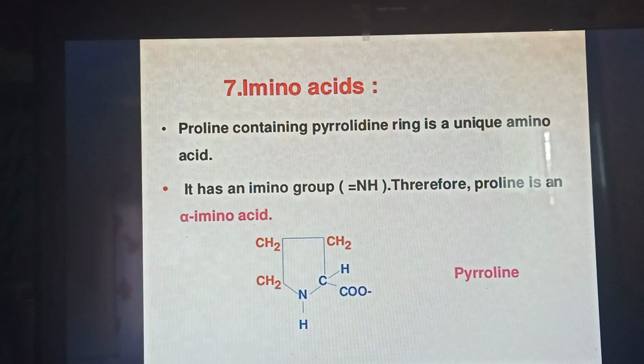Imidazole. Imidazoles are nothing but a 5-membered ring with an imino group, and the imino group is nothing but a double bond NH. Therefore, proline is an alpha amino acid: pyrrolidine, a ring with no double bond in it, NH and COO minus. Such a ring you call it as imidazole ring.